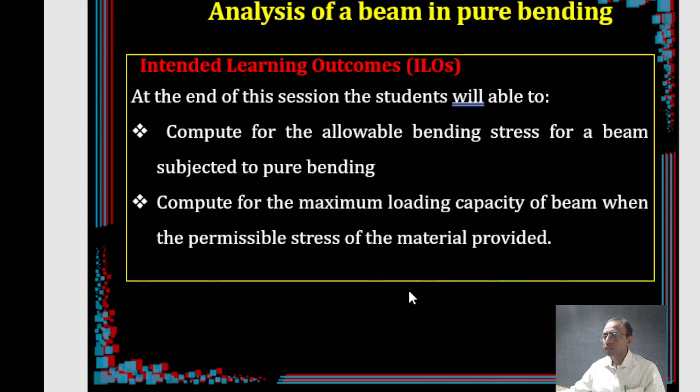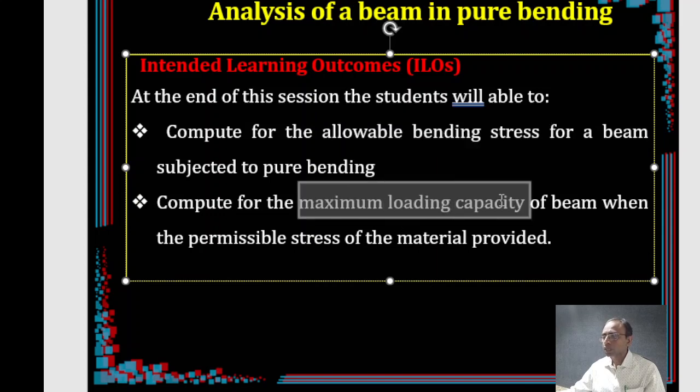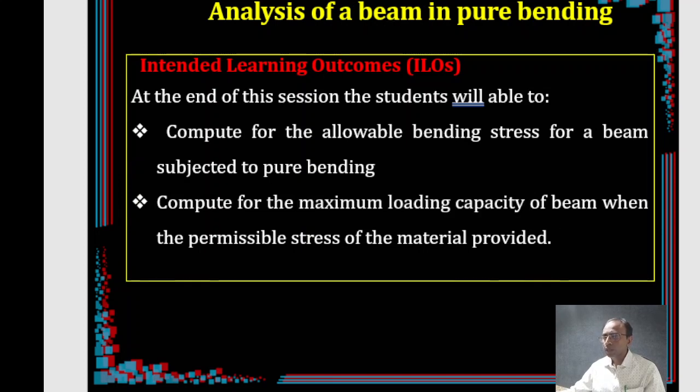So let us take a practical problem, then you can better understand this. Remember, our target is, in one case we are going to handle allowable bending stress calculation. In another case we are going to see what is the load carrying capacity of the beam which is subjected to pure bending, right? Before proceeding, remember, our concept is pure bending.